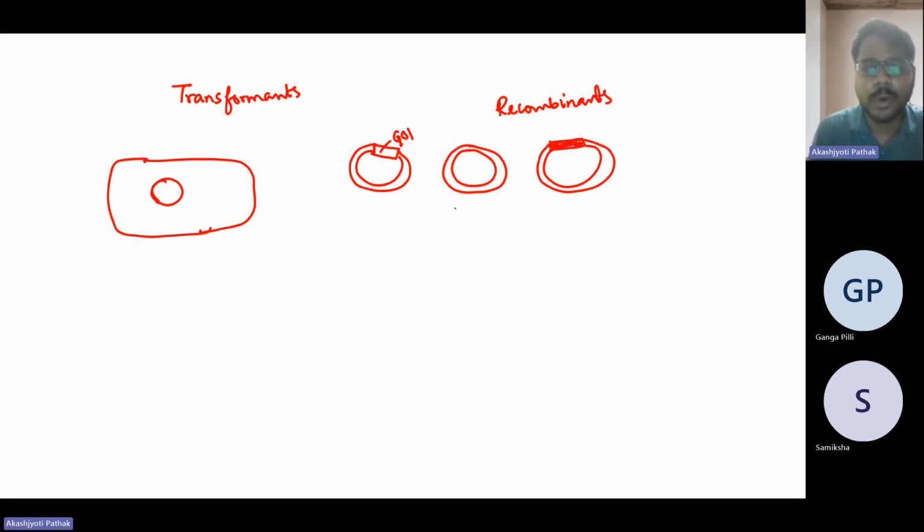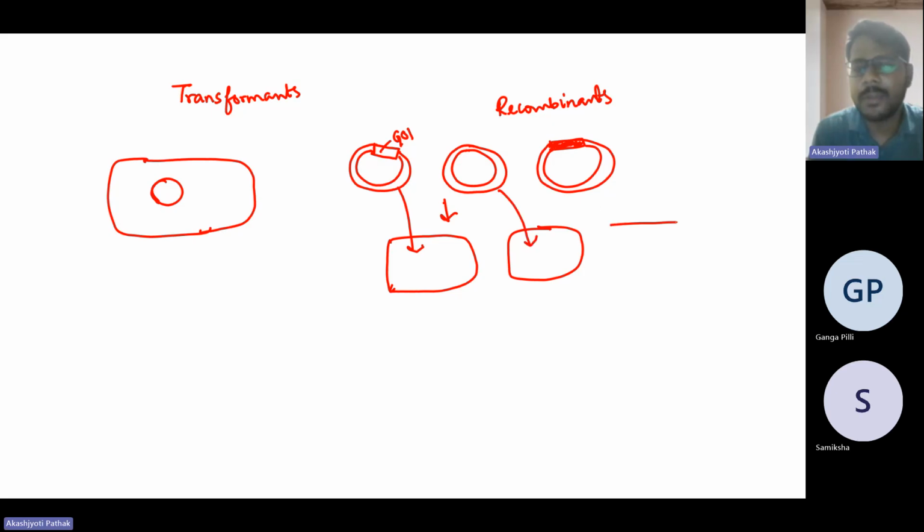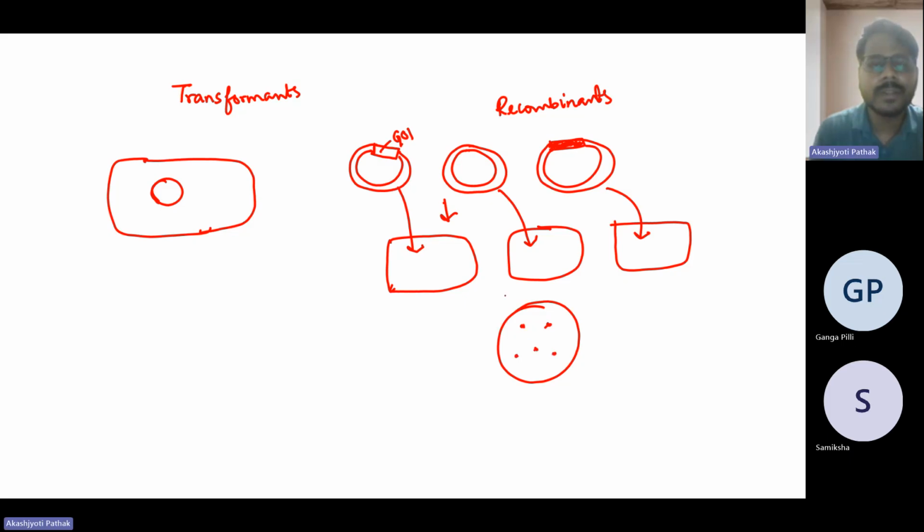Now when you transform your bacteria, there will be some bacteria which will have this type of plasmid, and there will be another type of bacteria which will have that type of plasmid. And all these three different bacteria will give you colonies. Why will they give you colonies? Because all these bacteria have the ampicillin resistance gene or the tetracycline resistance gene.